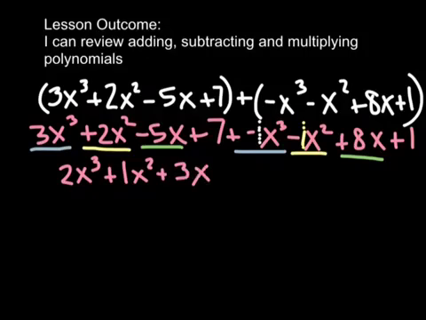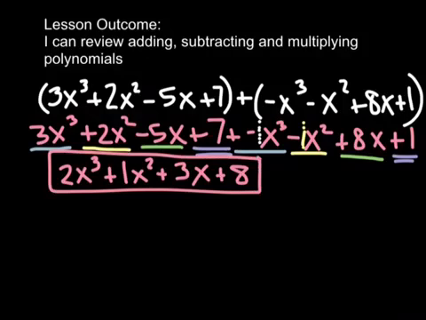And then lastly, we have positive 7 right here and a positive 1. Those are both constants and they can be combined, and when you add 7 and 1 it is 8. So our answer for this addition of polynomials problem is 2x to the third plus 1x squared plus 3x plus 8.